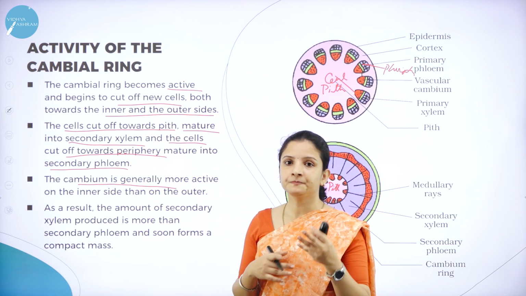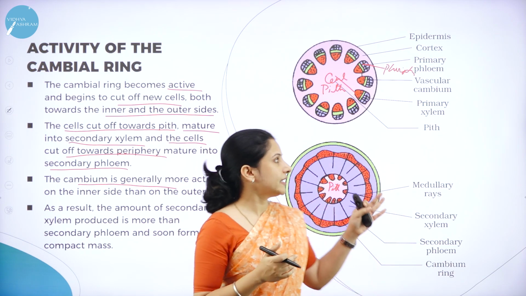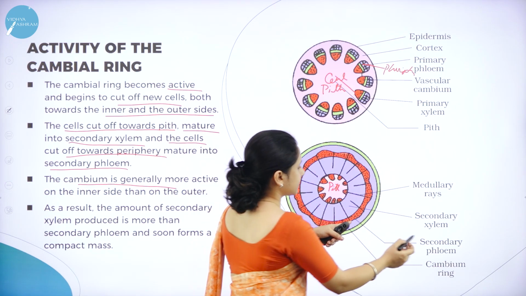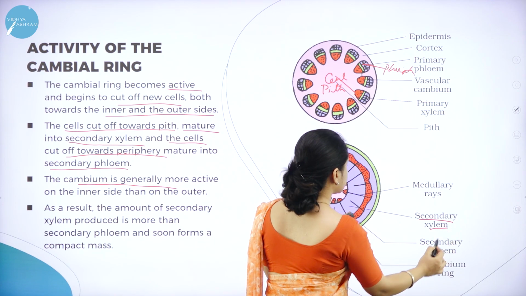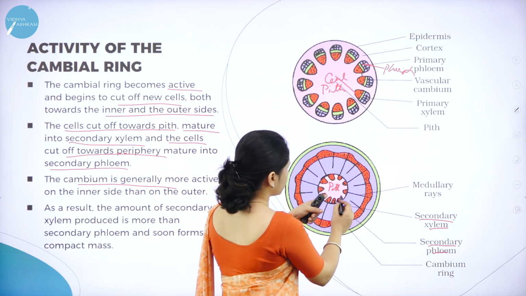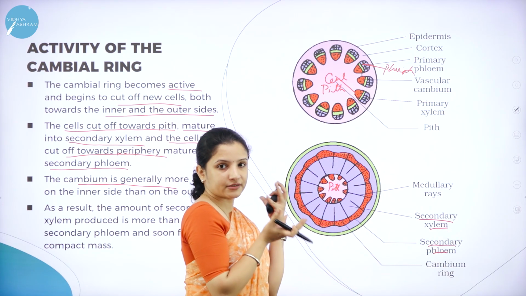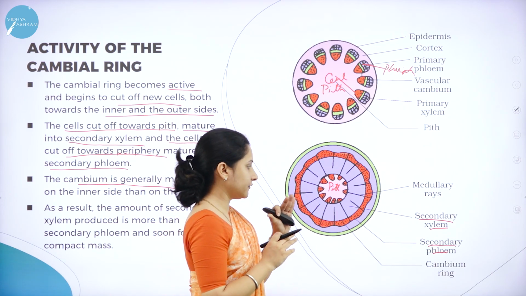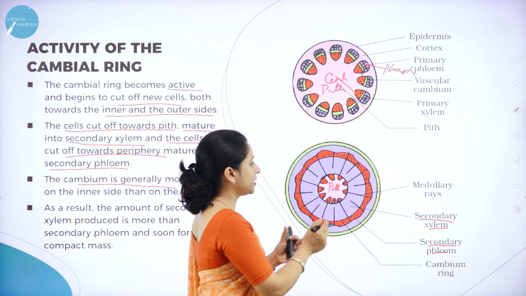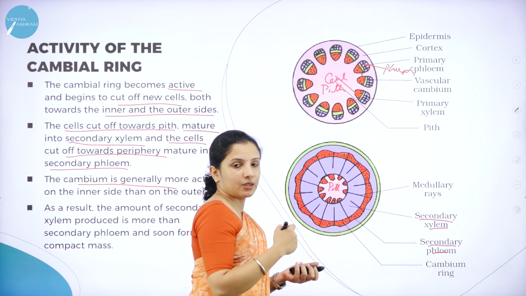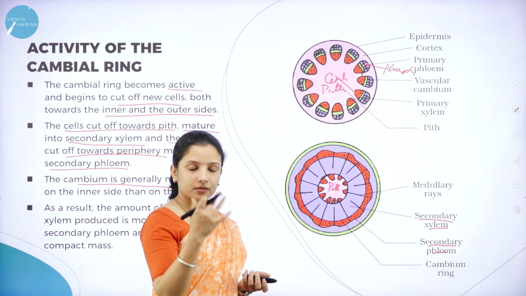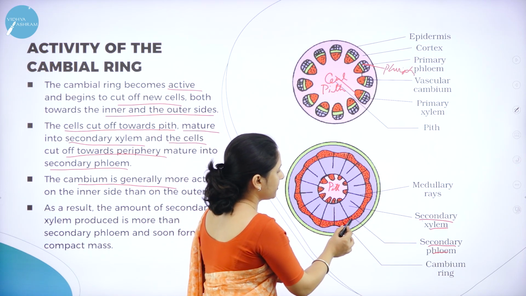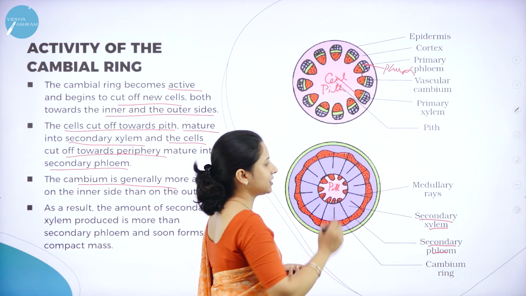So what happens here? As I told you, the cells will be cut off. So we have the secondary xylem being formed and the secondary phloem. The xylem is always faced towards the pith, and the phloem is always faced towards the periphery. So the primary xylem will get converted into the secondary xylem, and the primary phloem will get converted into the secondary phloem.